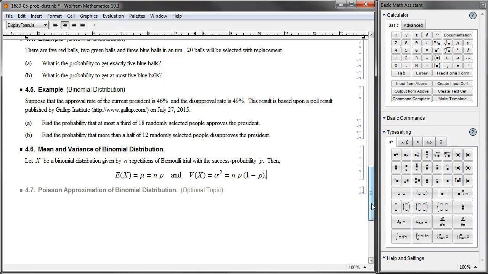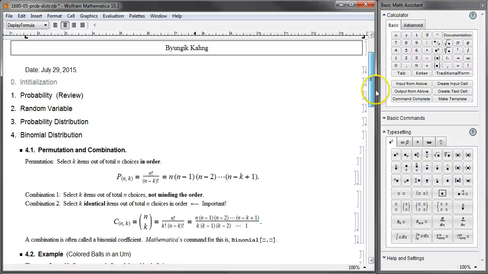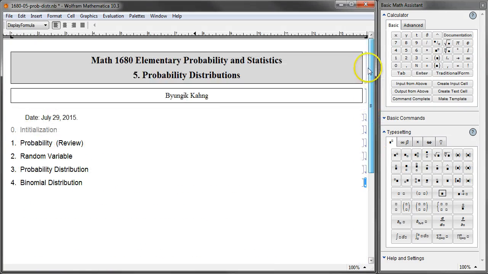Looks like I'm not going to have time to talk about the Poisson approximation this time. So let's leave it at that. And that will conclude chapter 5.